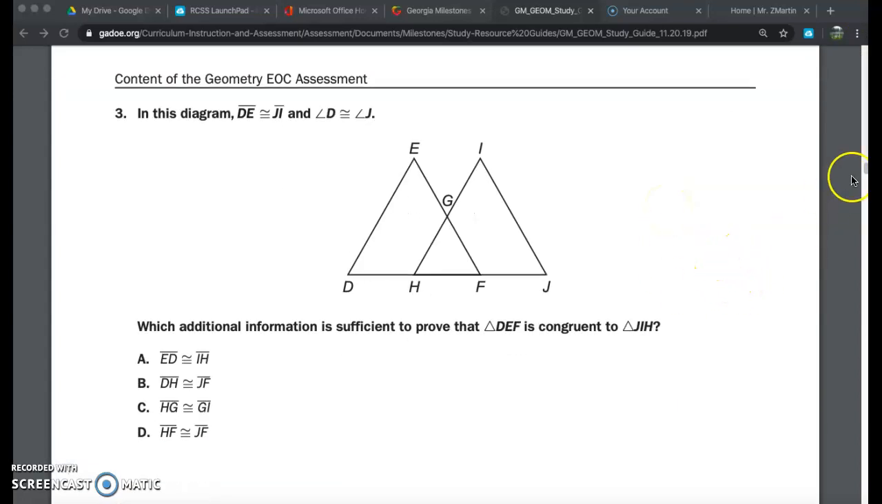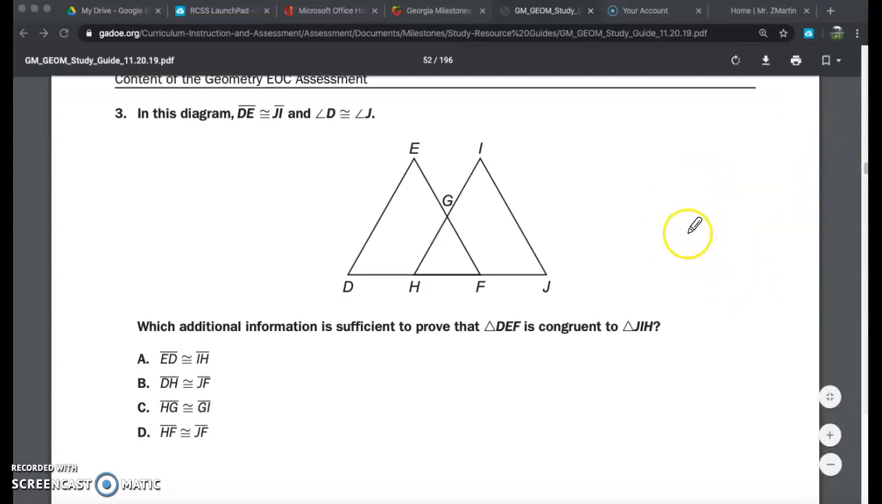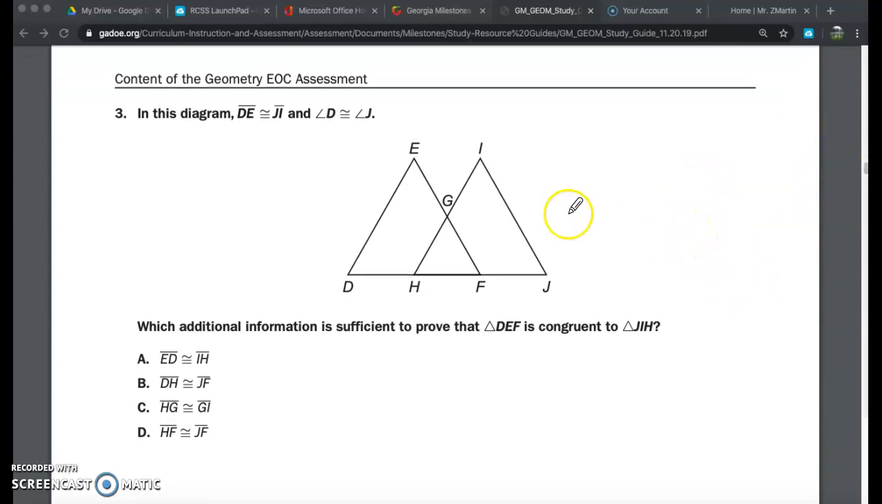What additional information is sufficient to prove that triangle DEF is congruent to triangle JIH? Knowing that segment DE is congruent to segment JI, and we know that angle D is congruent to angle J. Well, it would be really nice if DF is congruent to JH. That would give us side, angle, side. So let's see if DF congruent to JH is down there.